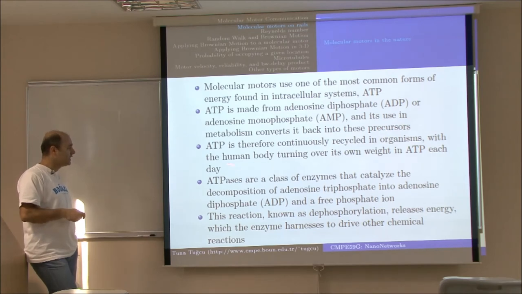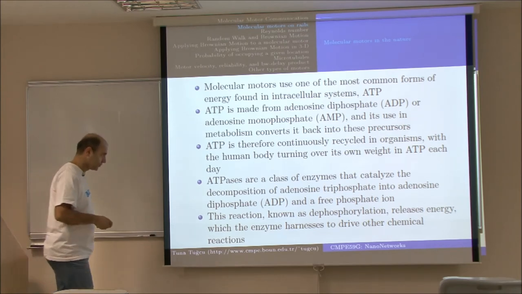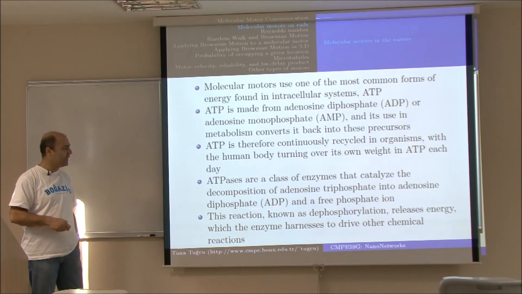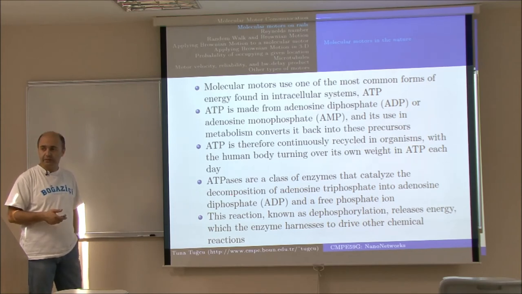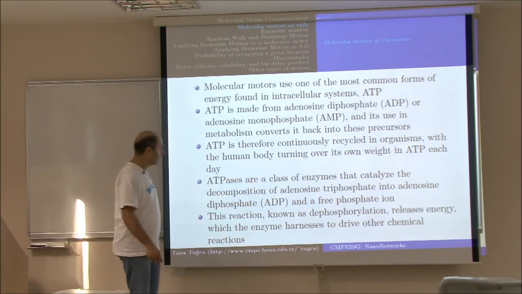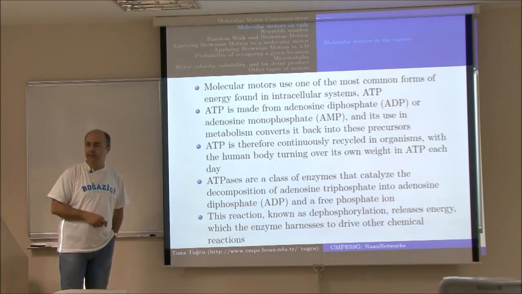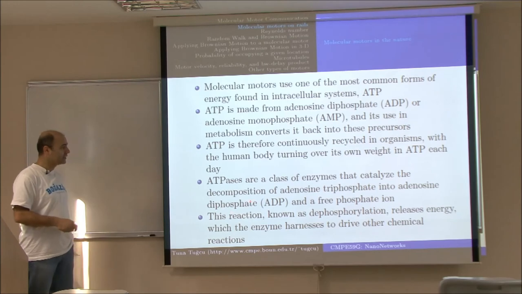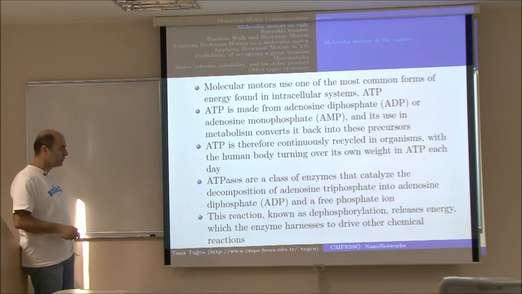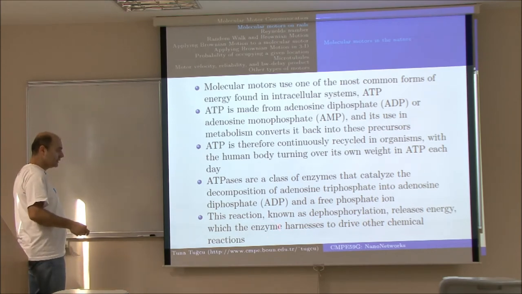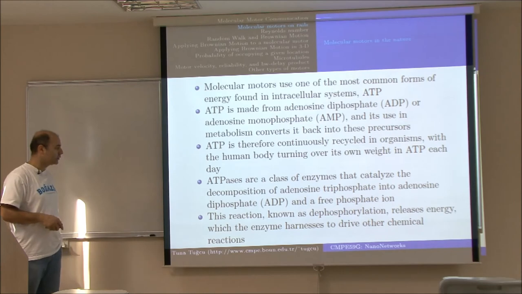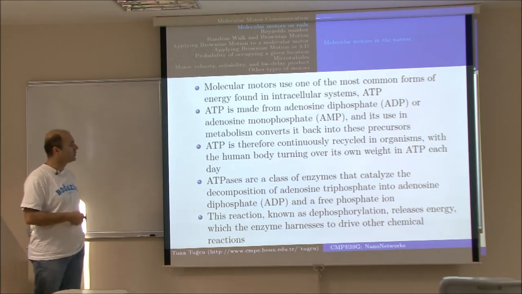The ATPases are enzymes that catalyze the decomposition of adenosine triphosphate, ATP, into ADP. When you do that, one of the phosphates is gone. That's why it goes from triphosphate to diphosphate. So there will be a free phosphate ion released, and this reaction is known as dephosphorylation. It releases energy, and this is the energy that is used for converting to mechanical energy. So the enzyme harnesses this for other reactions.